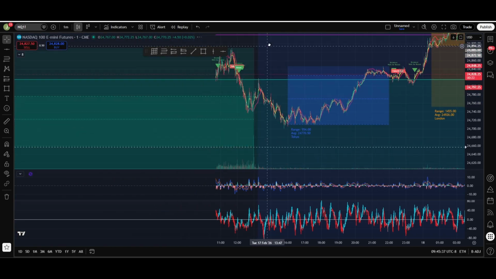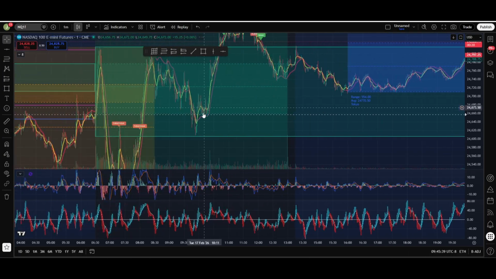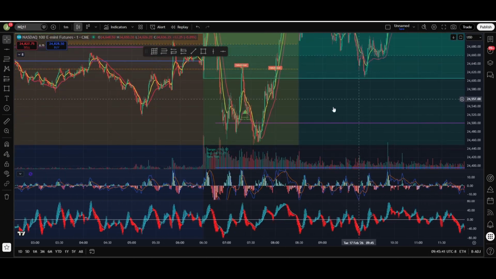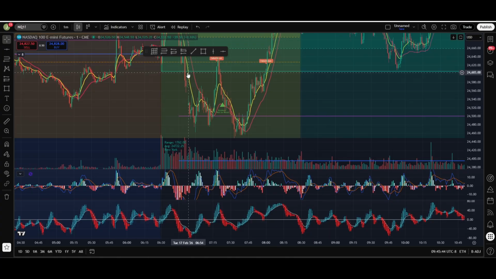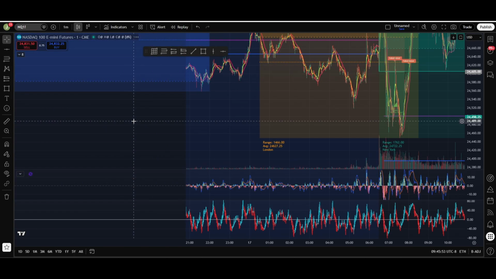Okay, let's look at one other example here and see if this would have potentially made sense to hit purple. Yes, it hit purple. We would have gone short right out of the break for 106 points, right?